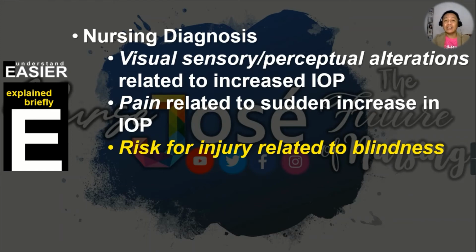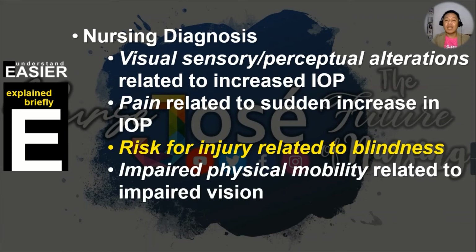This is highlighted in yellow because this is also common in the board questions, in which the patient having glaucoma is going to be prevented from having injury. Injury is going to be prevented, especially if there is presence of glaucoma, because injury can actually be present, probably because of the presence of blindness. And lastly is impaired physical mobility related to impaired vision.